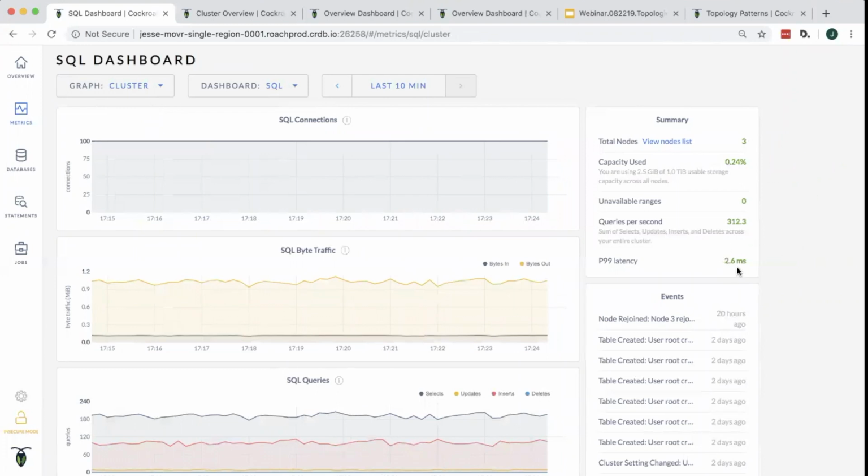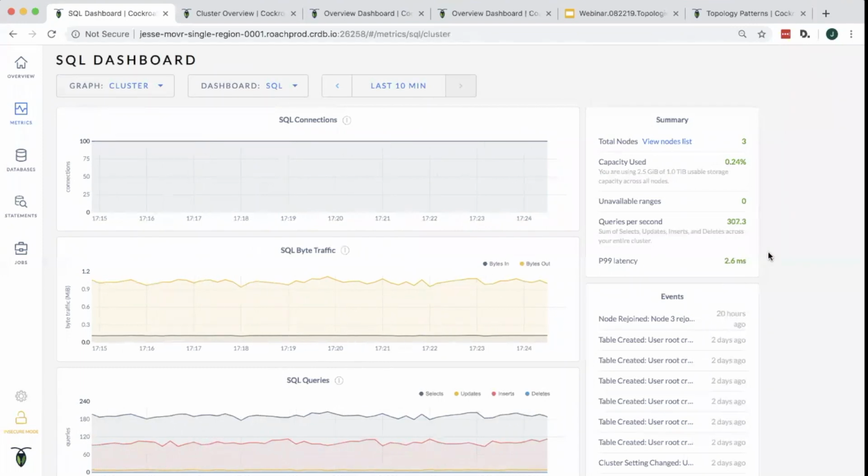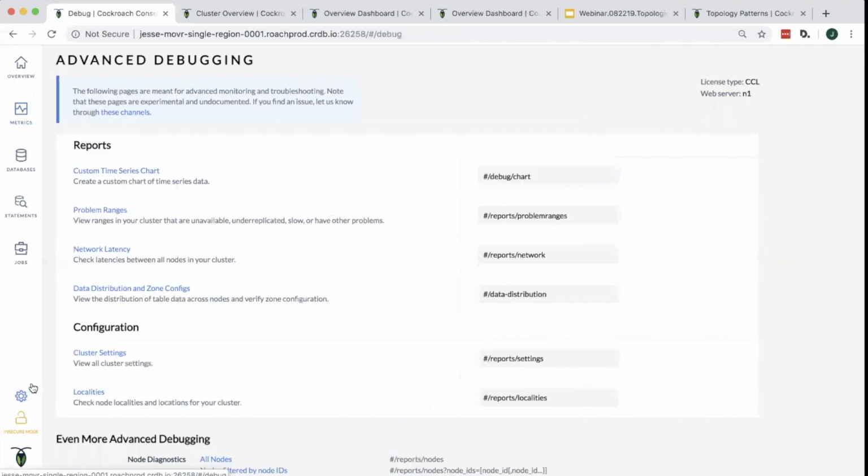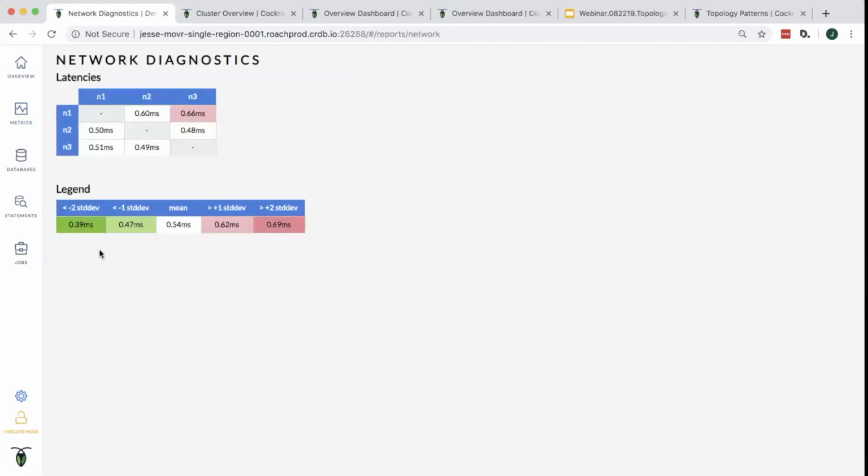The thing to really look at here is the P99 latency. That means 99% of all queries are 2.6 milliseconds. So this is in a single region. It's just very fast. And one of the key reasons it's so fast, if we look at this debug page called network latency, Jim mentioned speed of light. You have to move between physical nodes and physical regions. In this case, all the nodes are in a single region. And so you can see in this view that it's sub-millisecond. It takes less than a millisecond, half a millisecond to get from any node to any other node. So it's very, very fast.